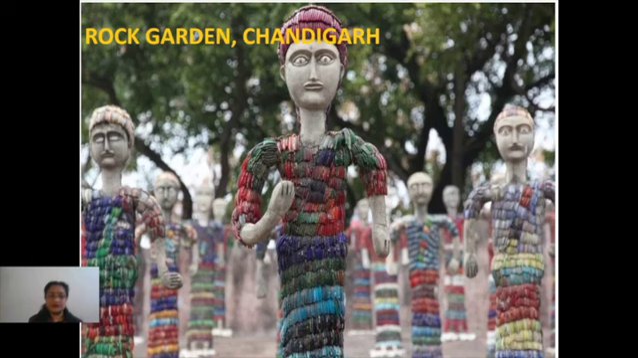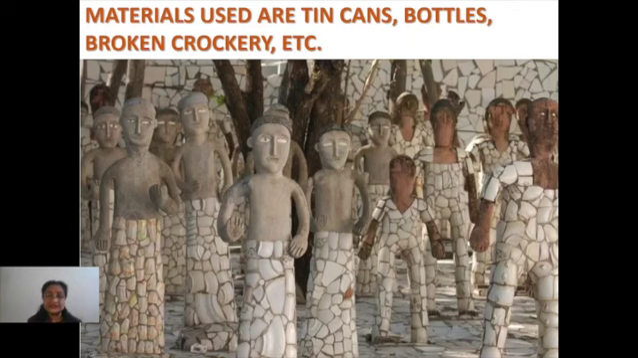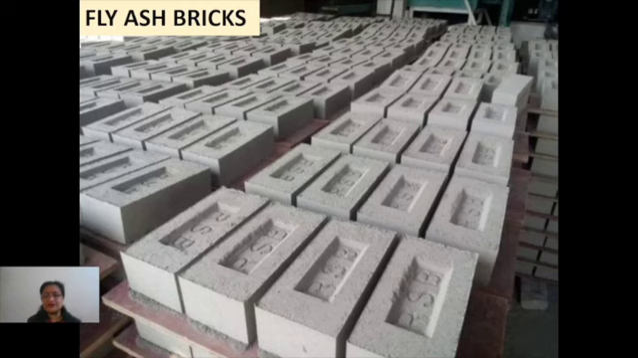Then next is that segregation of waste makes it easy to dispose of the different types of wastes according to their need. One very good use of waste can be seen in the form of the Rock Garden at Chandigarh. There, if you have seen, the tin cans, broken glasses, bottles and broken crockery have been used for developing this garden. So in this manner we can use the waste in some positive way.